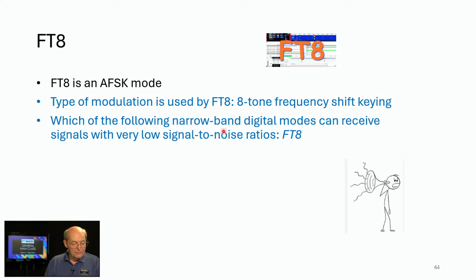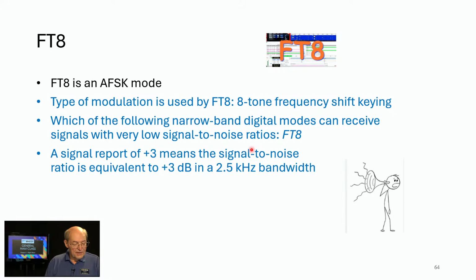They're coming at this in a bunch of different ways, but they're all pool questions, so I wanted you to see them now. Which of the following narrowband digital modes can receive signals with very low signal-to-noise ratios? And of the answers they give you, FT8 is the one we're looking for. This one is a little bit tricky, but I think when we talk about it, it'll jump out at you when you get to the pool question.